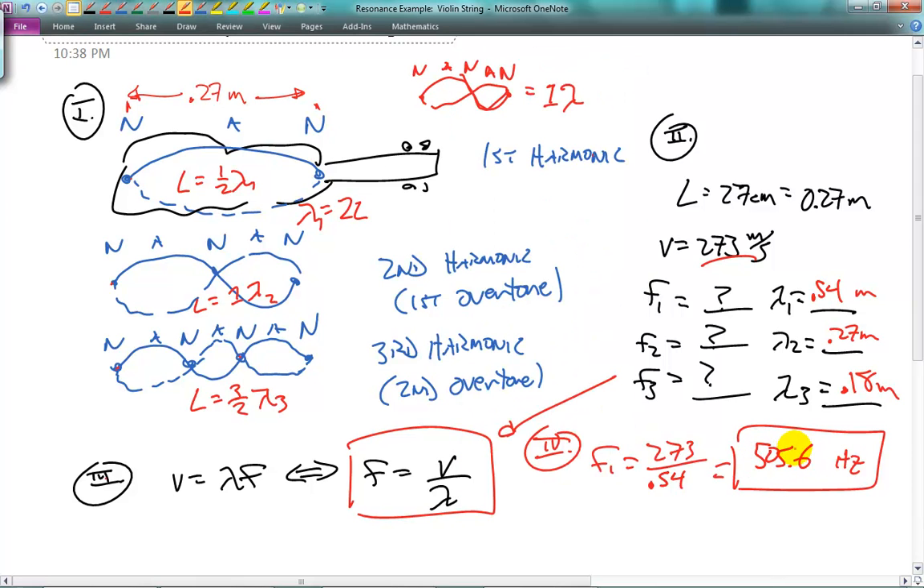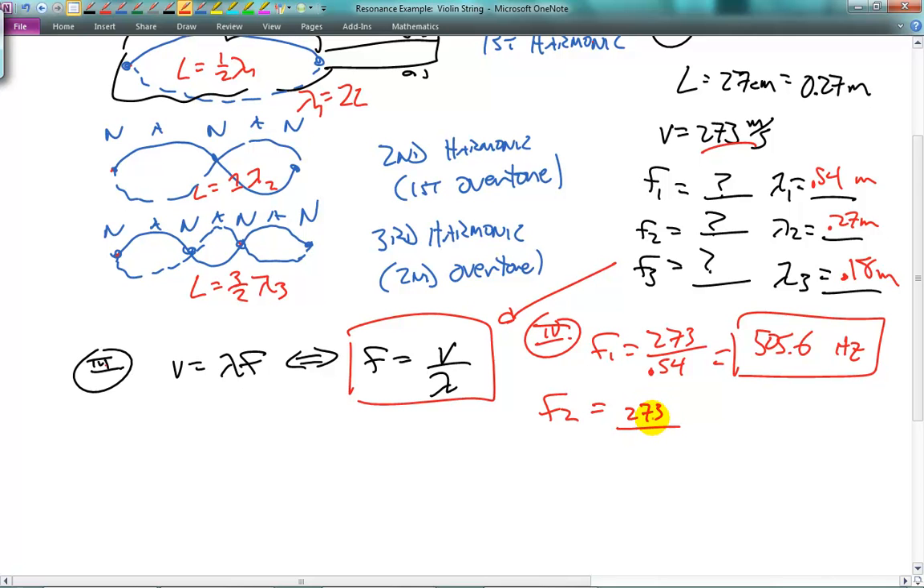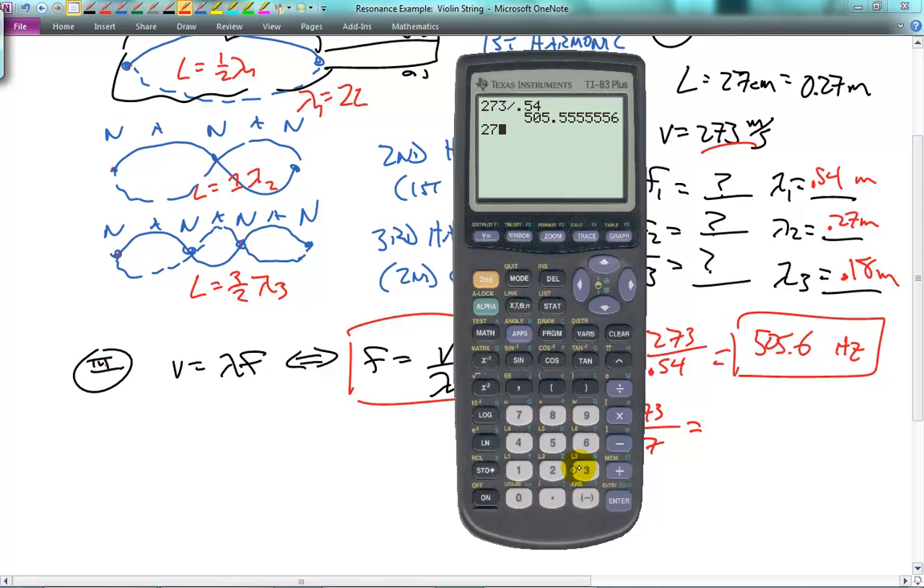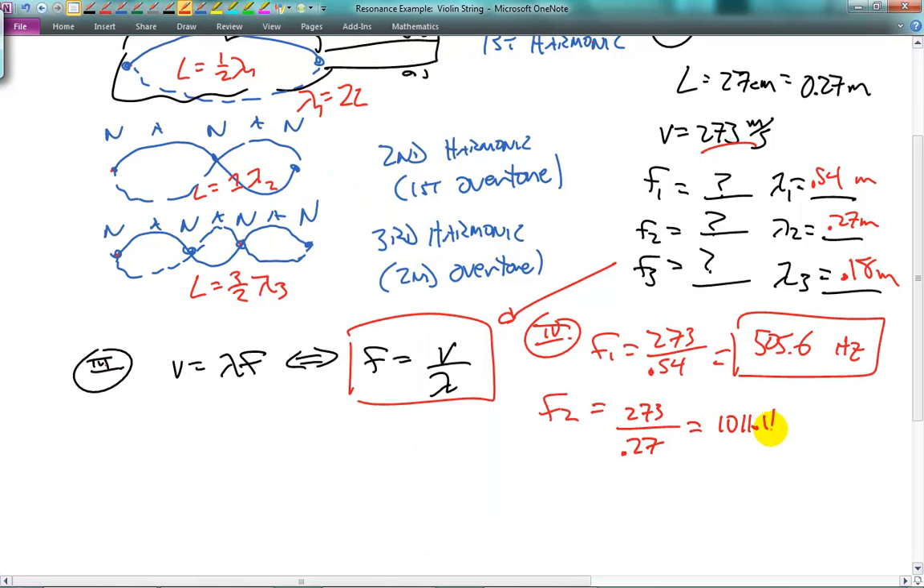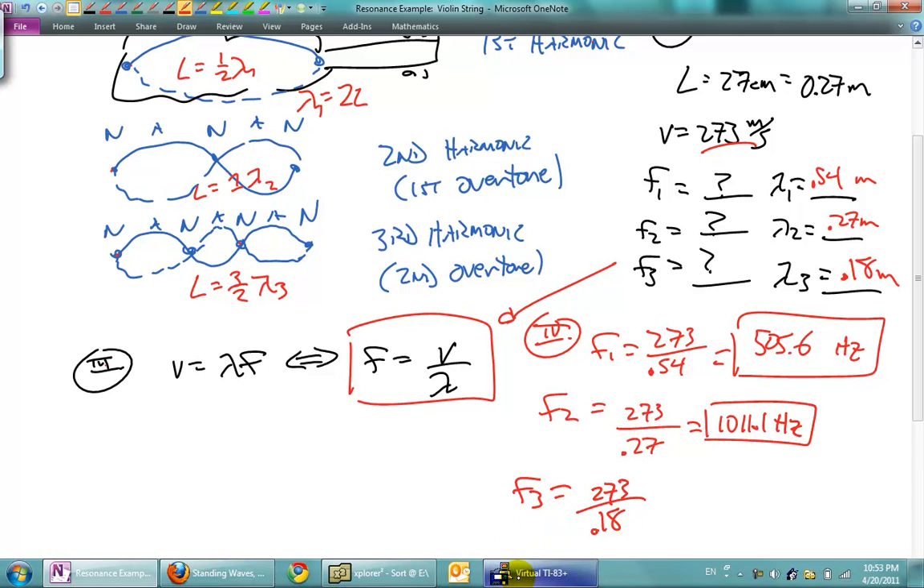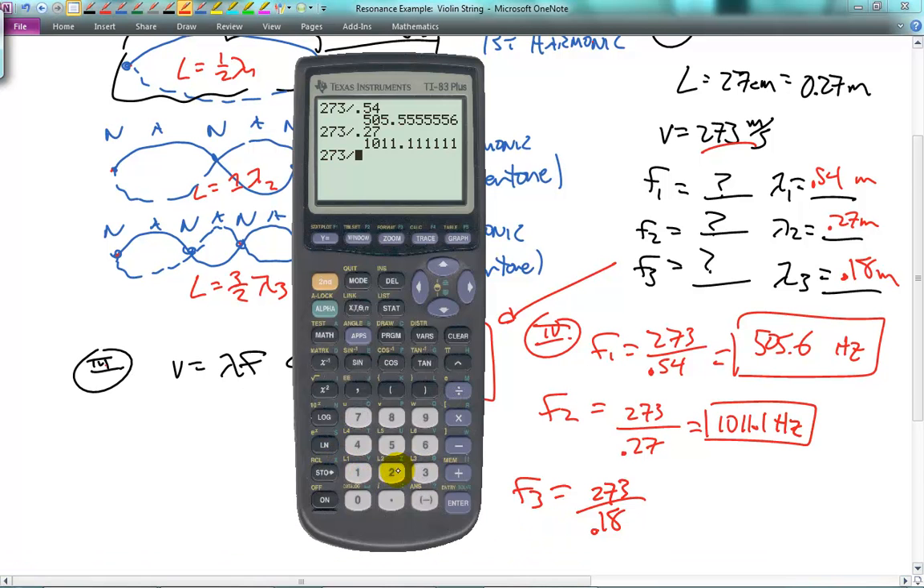Next, I can go ahead and find F2. We'll just continue here. We do 273, but now we divide by the wavelength of 0.27 meters because we have the entire string here. Let's do 273 over 0.27, and we get 1011.1 hertz. Good enough. So notice it's twice the frequency, hence half the wavelength. And finally, F3, we do 273 meters per second over 0.18 meters, which should be then 3 times the frequency there, because it's 1/3 the wavelength, and that's about 1516.7 hertz.